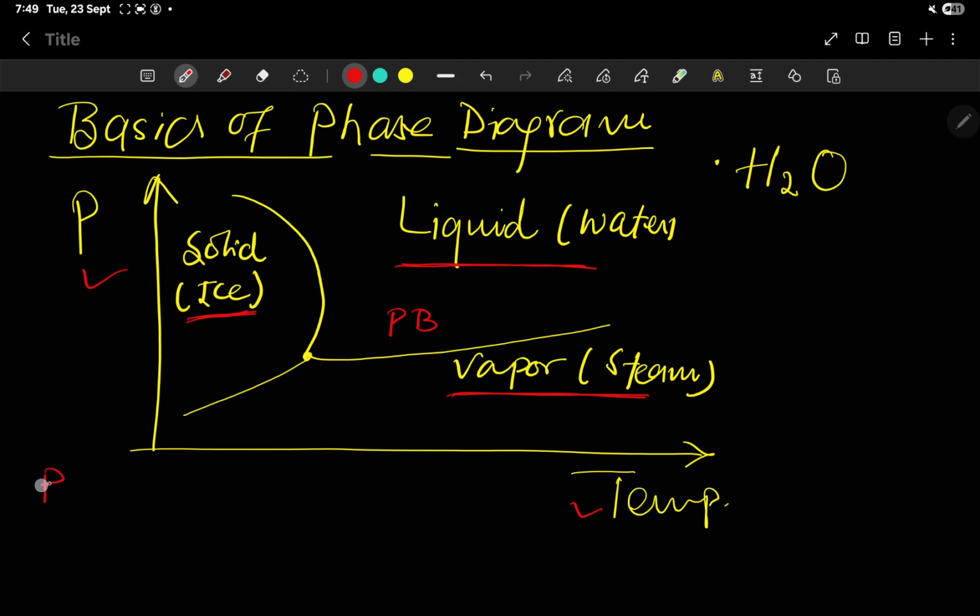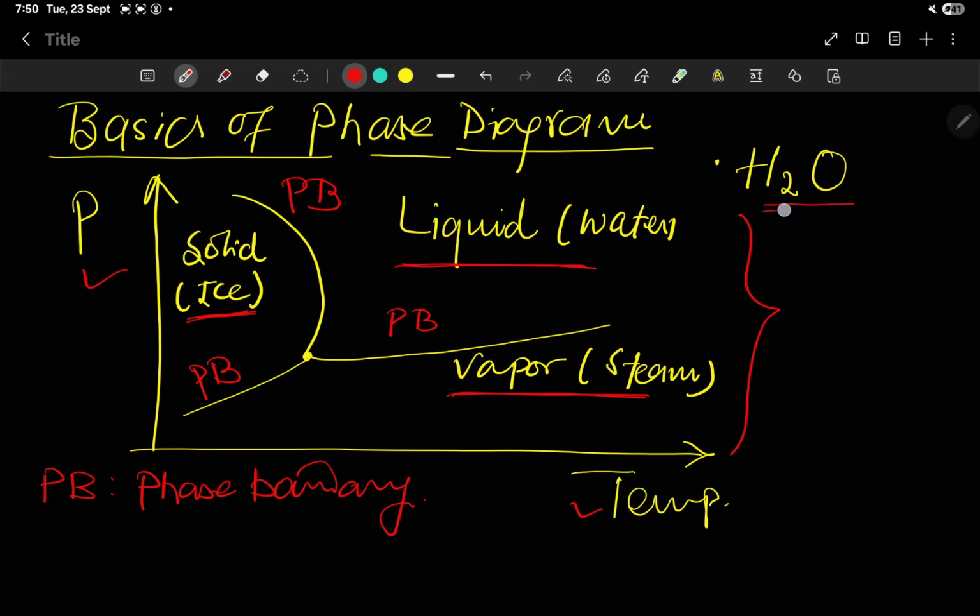Okay, and what differentiates between two phases is called a phase boundary. So this will be what? Pb is phase boundary. So this is in brief about how a phase is developed in a component. Okay, so now slowly, what we discussed here is for water, H2O.